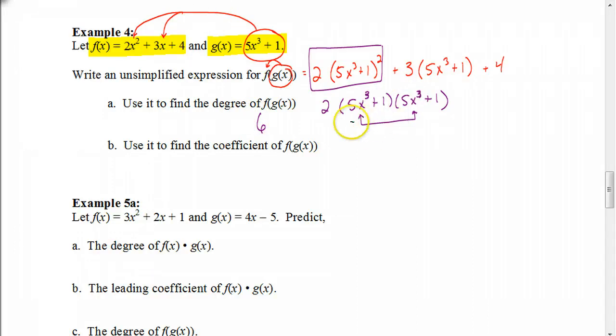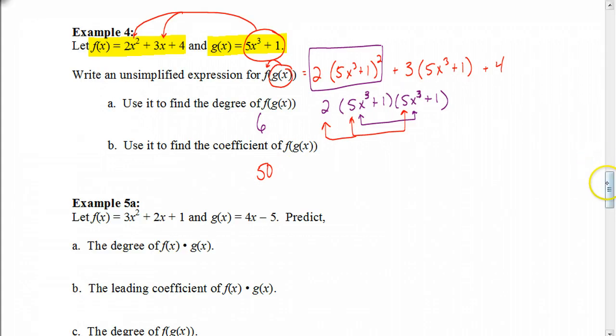And the leading coefficient we would get by multiplying these two together. But don't forget, we also have to include that 2. So if I multiply all those together, 5 times 5 is 25, and 25 times 2 would be 50. So my leading coefficient would end up being 50.